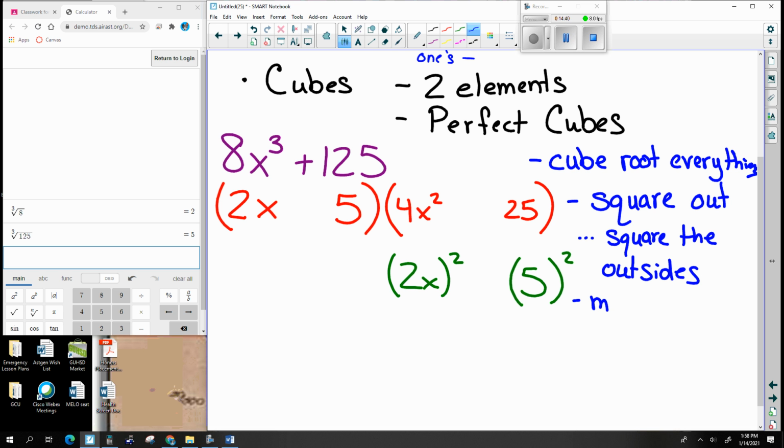And then multiply to the middle. So again, 2x and 5, I multiply to the middle. 2x times 5 is 10x. So square out and multiply to the middle. So you cube root everything, square out and multiply to the middle.